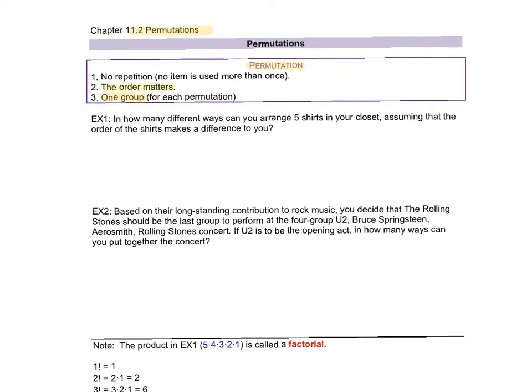The order matters because what we're doing in a permutation is we're looking at how many ways we can arrange the items in the group. And we can't use an item more than once.